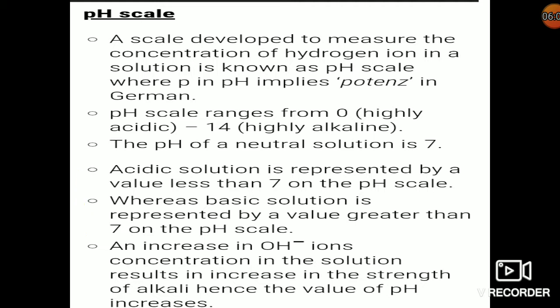So from these two points, we can say that any substance having a pH range of less than 7 down to 0 is acidic, and a substance having a pH range greater than 7 up to 14 is basic. Next, last point: an increase in OH minus ion concentration in the solution results in an increase in the strength of the alkali, hence the value of pH increases. That means if a solution is becoming more and more basic, its pH will move toward the higher value, that is, nearby the 14 end of the pH scale.